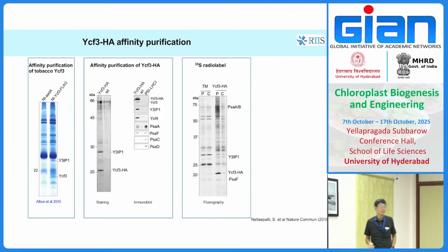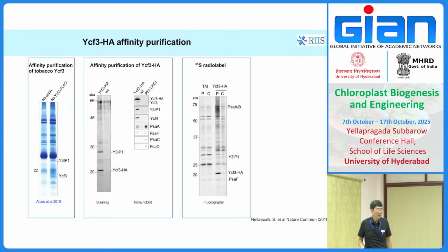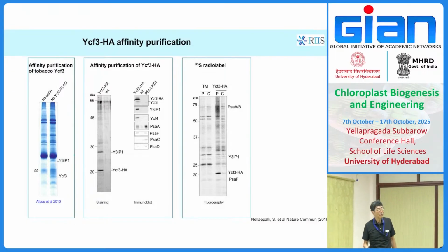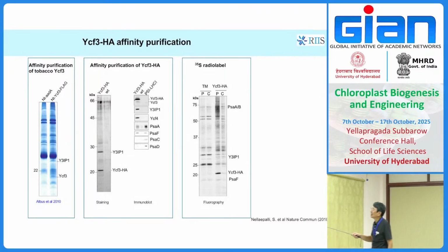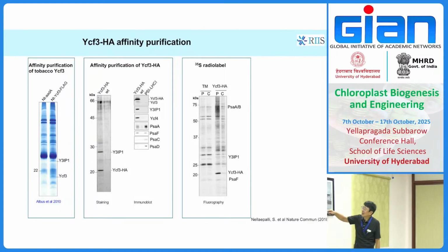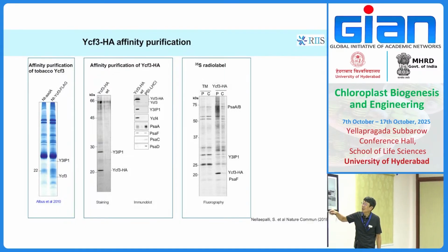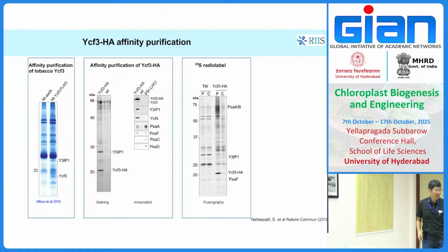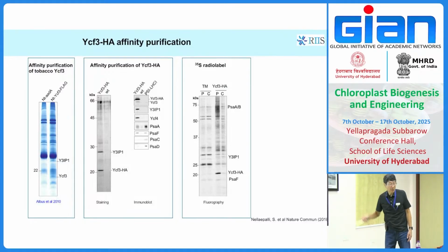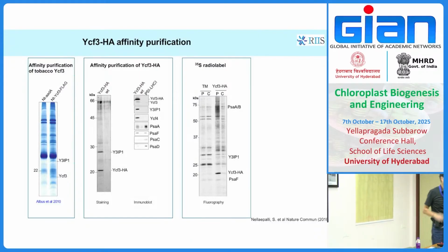We labeled protein with S35. So sulfur is better than carbon-14 to detect, more sensitive. So this is a thylakoid membrane. P is pulse labeling, C is chase. Pulse labeling is short, minutes, 1 or 5 or 10 minutes. Chase is 1 hour or 2 hours, something like that.